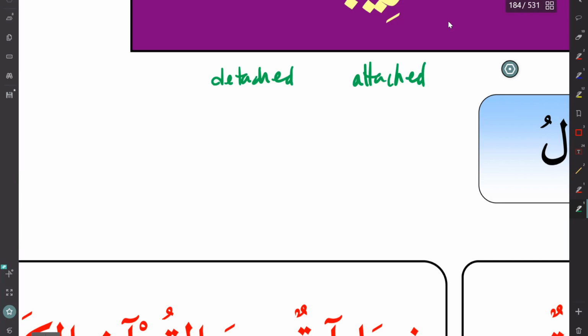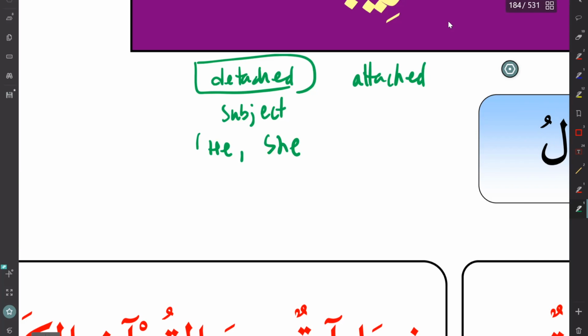The detached is similar to your subject pronoun. For example, you say he, you say she. And the attached is for every other pronoun, whether it is an object pronoun or a possessive pronoun. So I'll just write object or possessive.